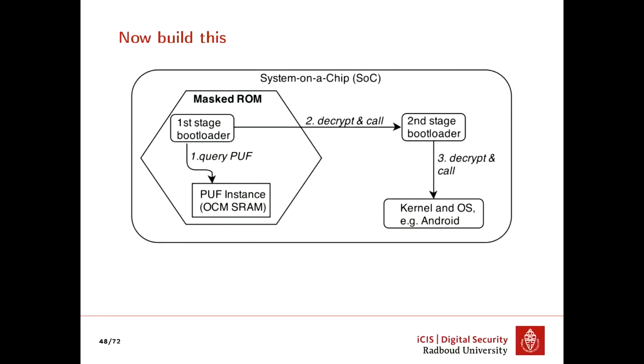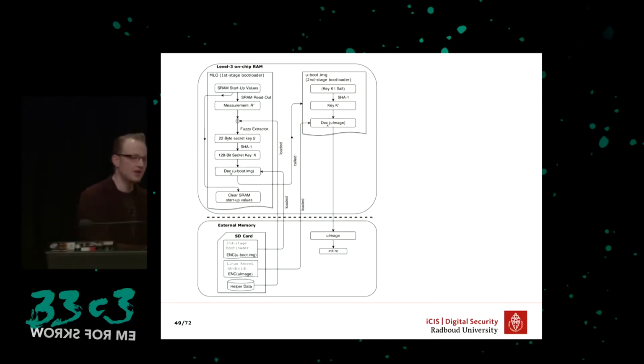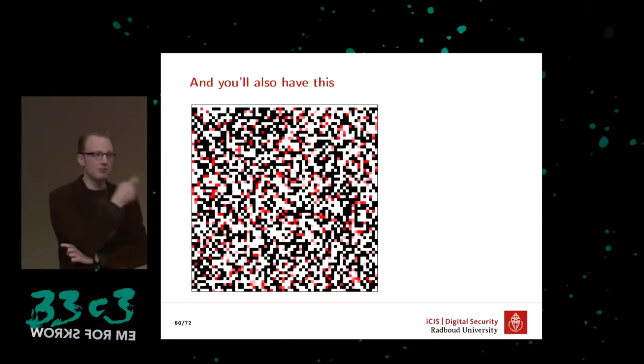So in a bit more detail, same procedure, create a PUF, decrypt and call. Here the key also ends up, and you decrypt and call the kernel. And then finally, this is how it really looks in real detail. And even if you don't want to build this, you'll still have this. So remember when I showed you the intra-class Hamming distance? The 10% of differences between measurements?